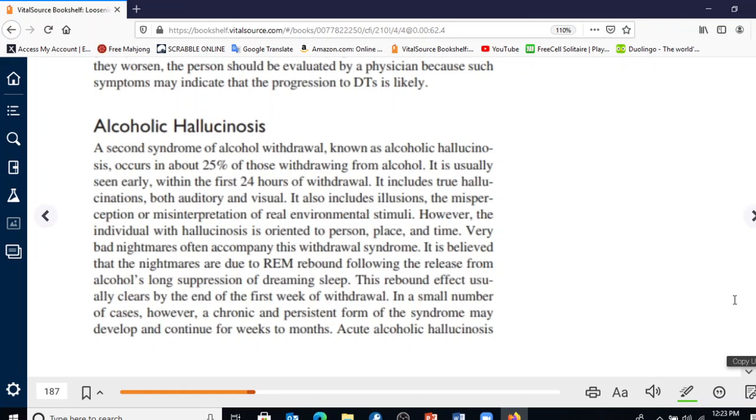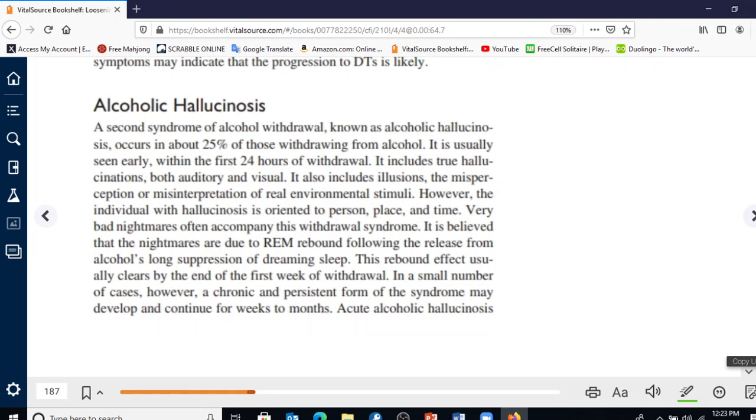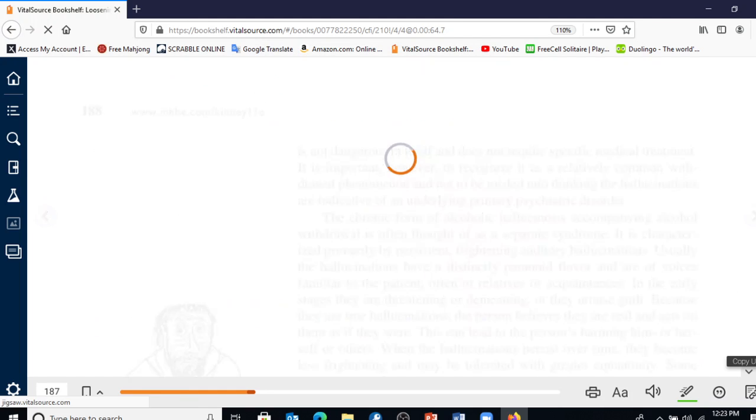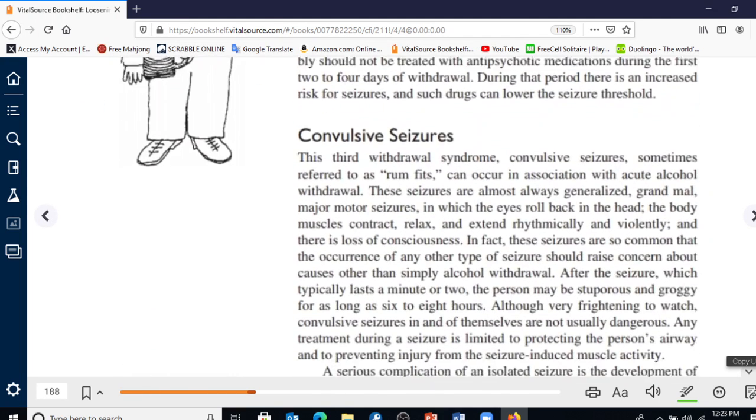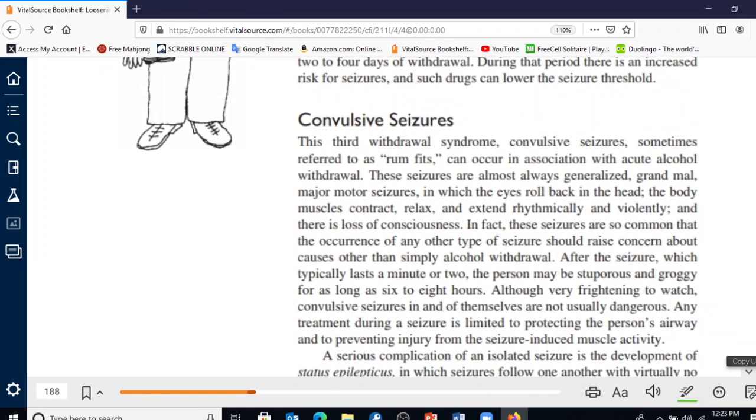You may be oriented to person, place, and time, but you have horrible nightmares when you try to go to sleep. Also probably from a rebound syndrome. Hallucinosis is not particularly dangerous in itself, but is indicative of other things that are coming usually. And that other thing that's coming is convulsive seizures and delirium tremens.